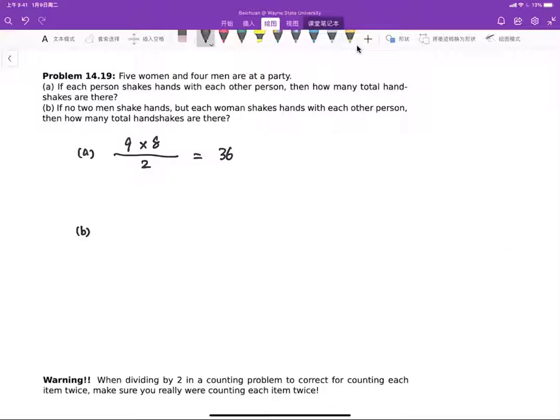Who is talking? William, okay, William, can you do it? By the way, can you turn on your camera?